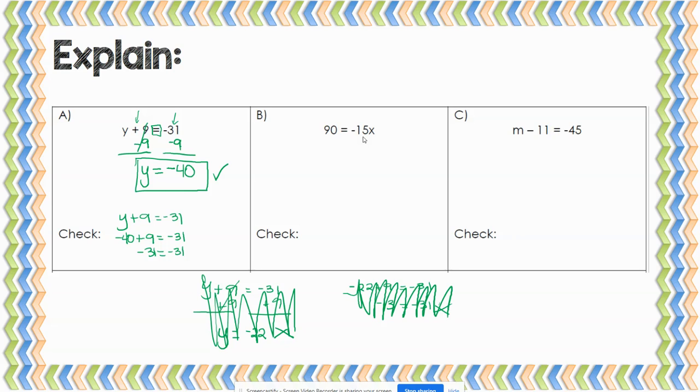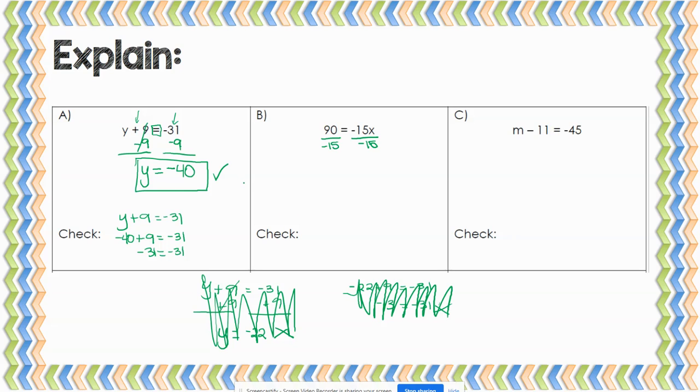So to get rid of negative 15, I would need to use the inverse of multiplying by negative 15. The inverse or the opposite of multiplying is dividing. So to get rid of negative 15, I am going to divide by negative 15, and I'm going to show it by writing it as a fraction, and I'm going to divide by negative 15 on both sides of this equation.